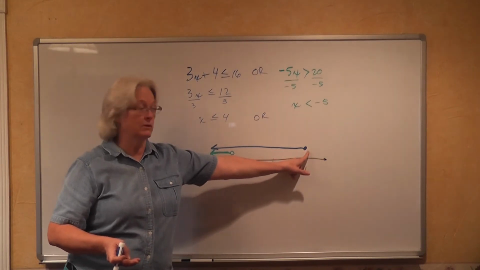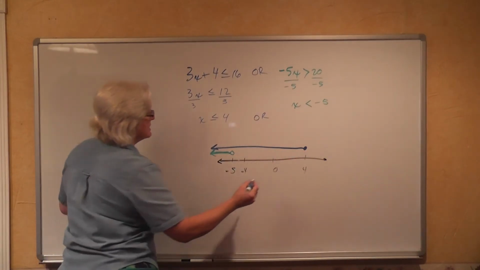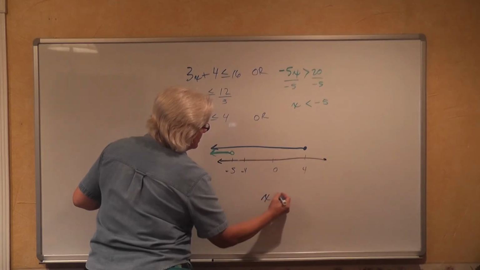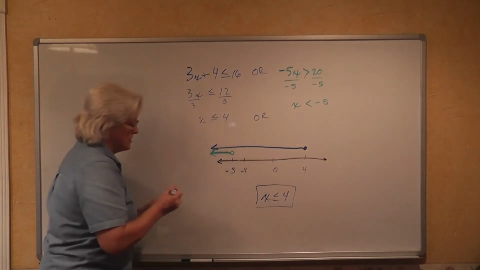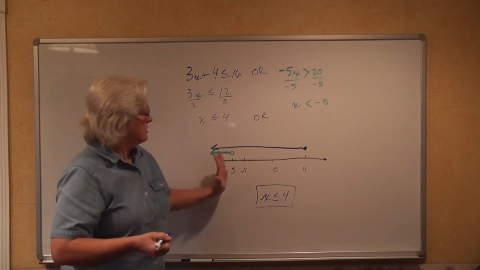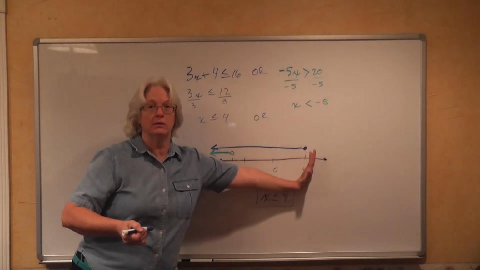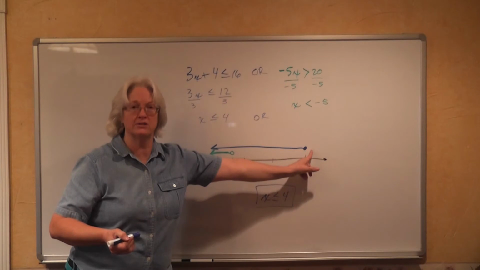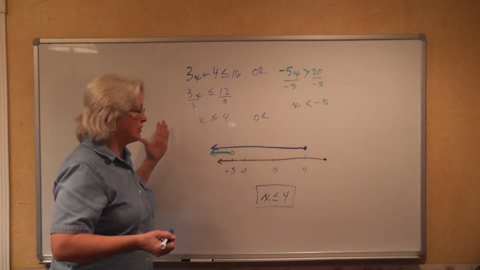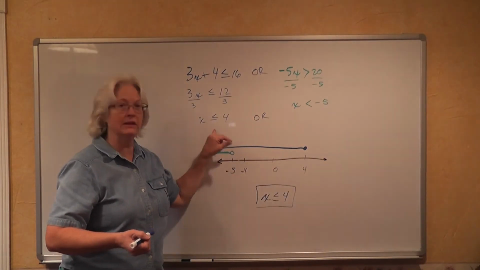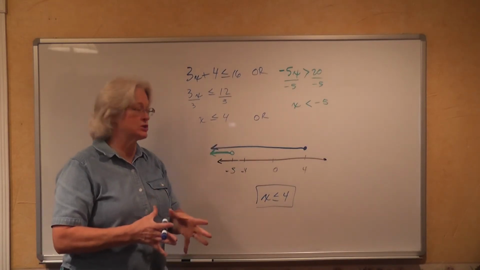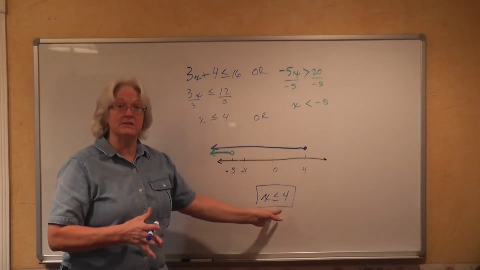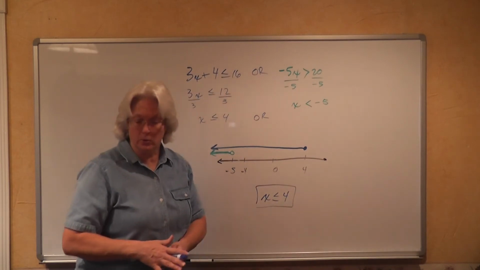It's going to be x less than or equal to 4 is our solution, because every number, including +4 and smaller, all of these fulfill at least one of our inequalities. So our solution to this disjunction is x is less than or equal to 4.